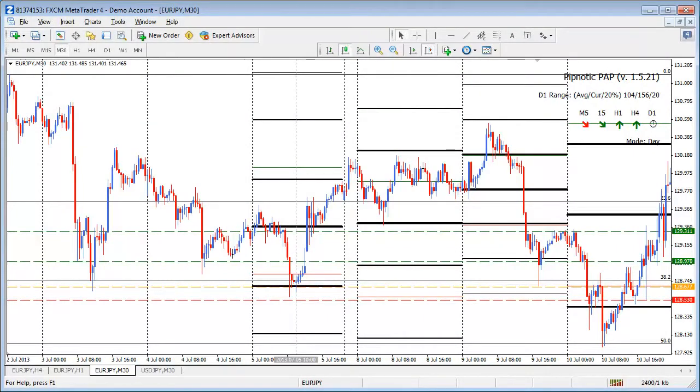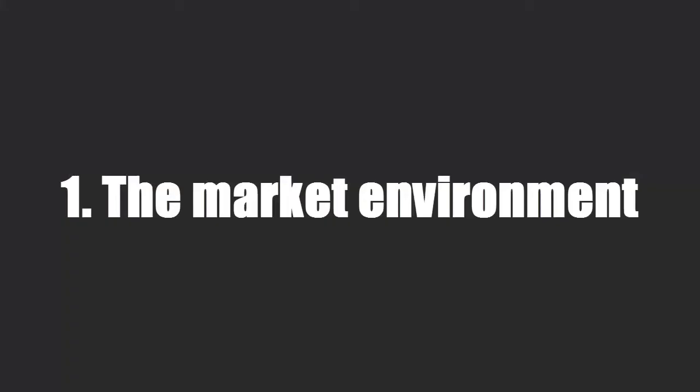Welcome to this trade example. In this example, we'll discuss the Euro-Japanese yen. This trade took place on the 5th of July 2013 at 1000 hours GMT.